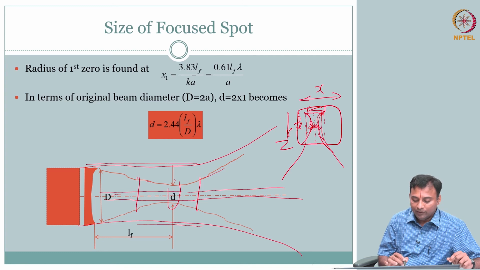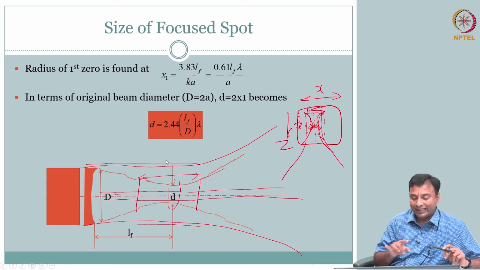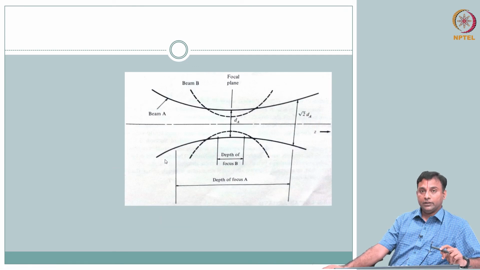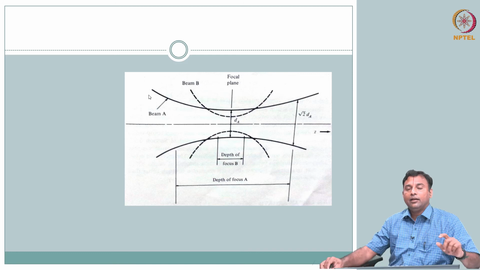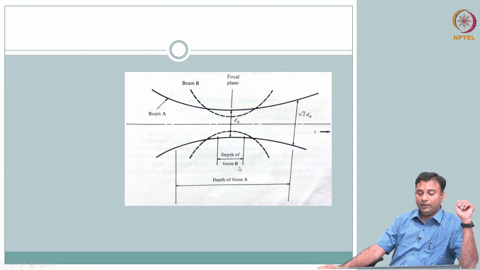So this is called the depth of focus: the depth over which you can retain the focus. If I start to be aggressive with the lens, I can change the radius of curvature to make the focal width as small as possible. I can do all that, but then your depth of focus suffers, so that is the trade-off.